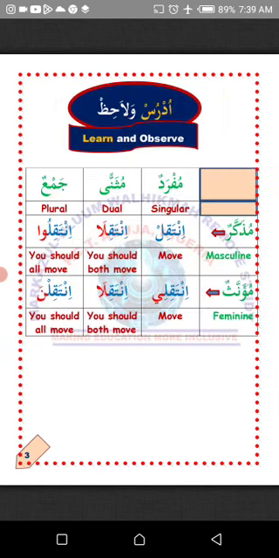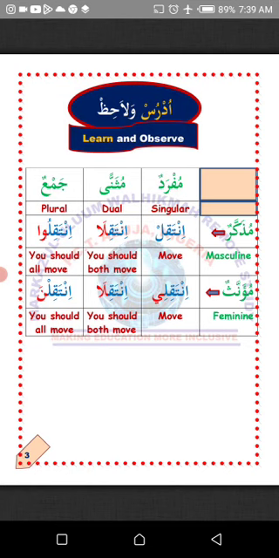Udrus, learn. Walahis, and observe at the same time. Mufradun, singular. Muthanna, dual. Jamu, plural.